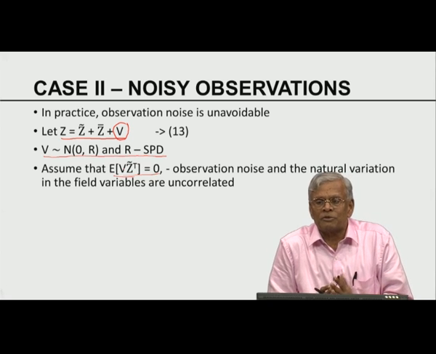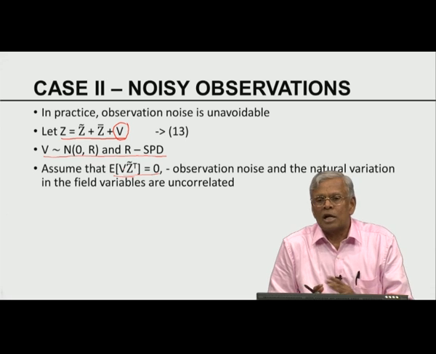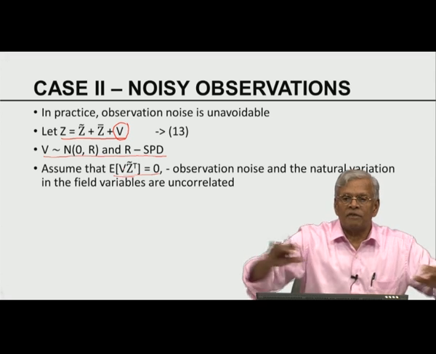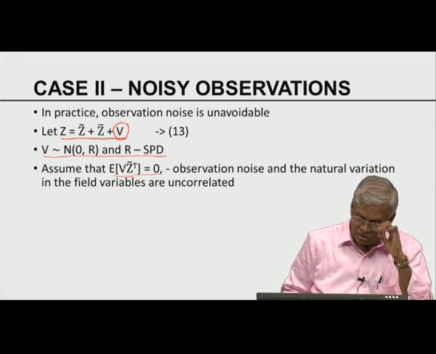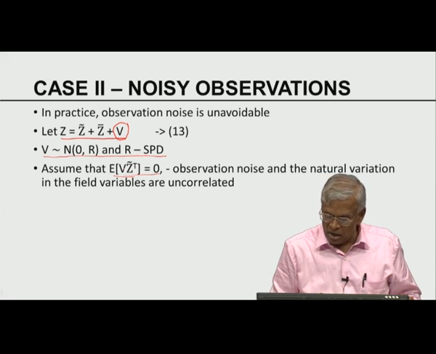So V essentially comes from the measuring process. The measuring process does not affect the natural variability of a climatic system. So the cross correlation between the natural variability of the field variable of interest and the observations is 0.